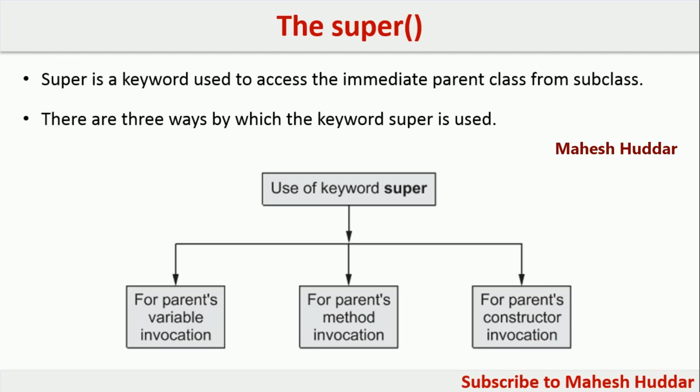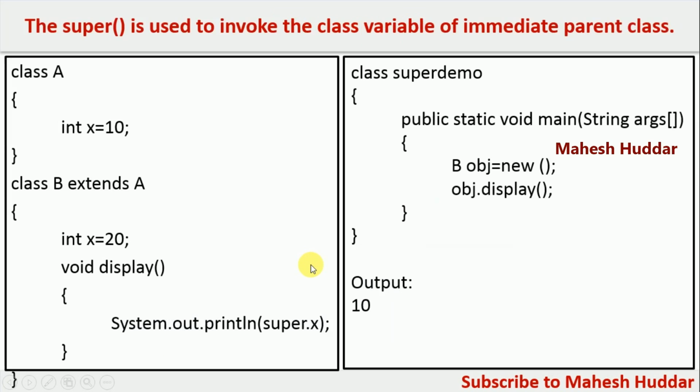First one is to invoke the variables of parent. If you want to invoke the parent's method, you can use super keyword. If you want to invoke the parent's constructor, you can use super keyword. We will see a programming example for each of these. So in the first one, we will try to see how to use a super keyword to invoke the class variable of immediate parent class.